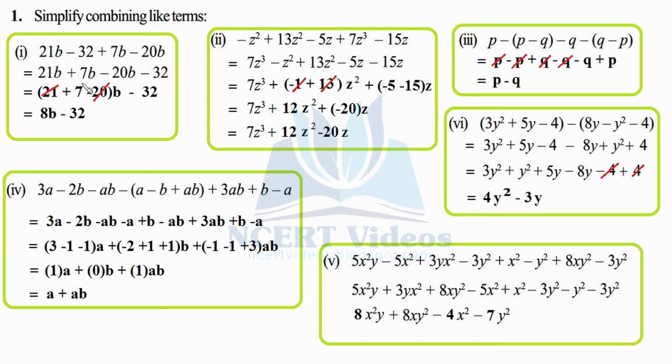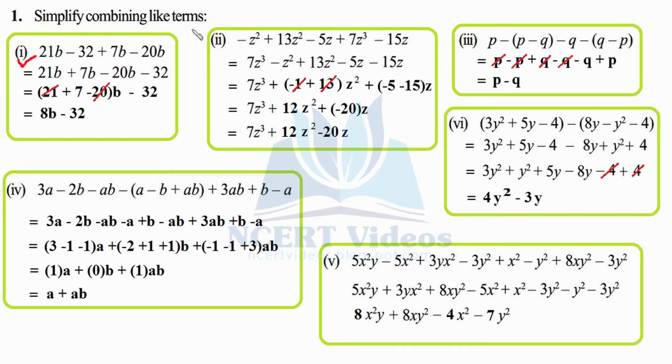Now we can cancel it. 21 positive and 20 negative will give you 1 positive. 1 positive plus 7 is 8. So this all solves to 8. 8 into b is 8b and minus 32. In this way we combine like terms and then we simplify it.